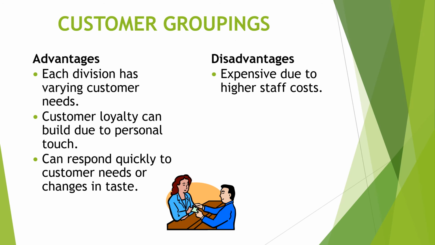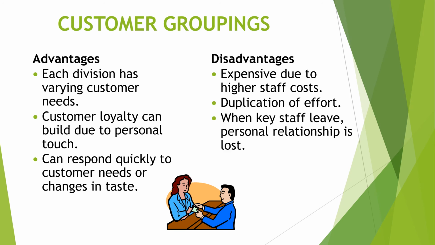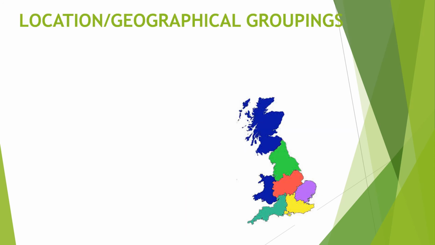It can be expensive again because of the duplication of effort, different staff in charge of the different branches, which is just the same thing as your expense. And it might be that customers are used to dealing with particular members of staff, and if they leave, then that personal relationship is lost. So personal relationships can really be built up in a customer grouping, and that can be difficult if they go.